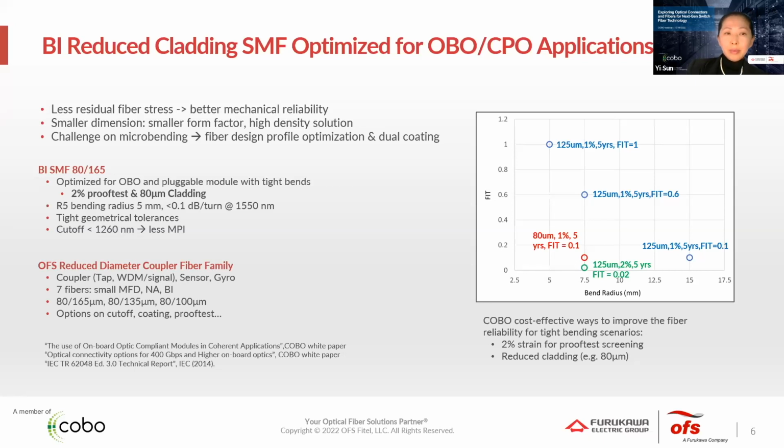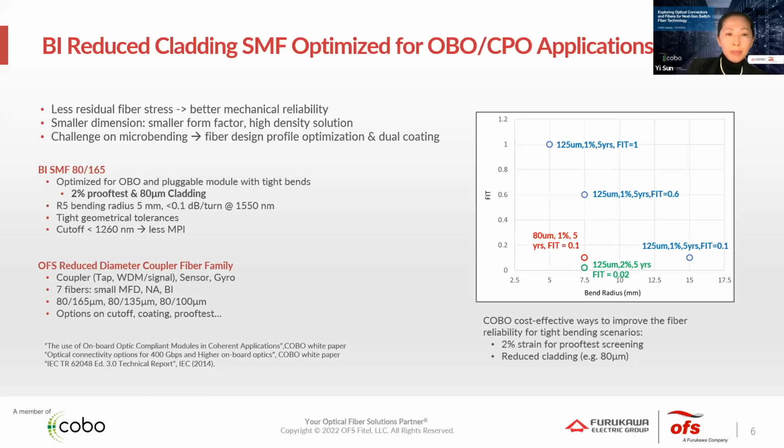However, it brings a challenge on microbending, and that is solvable by optimizing the fiber design profile and coating. Here I highlight a reduced cladding, thin fiber, a bend-insensitive single mode fiber. It is optimized for onboard optics and pluggable modules with tighter bends, and it's proof tested at 2% and has a cladding diameter of 80 micrometers. It has excellent macrobend performance, tighter geometric tolerance, and the cutoff is less than 1260 nanometers. That means less MPI for both O band and S band transmission.